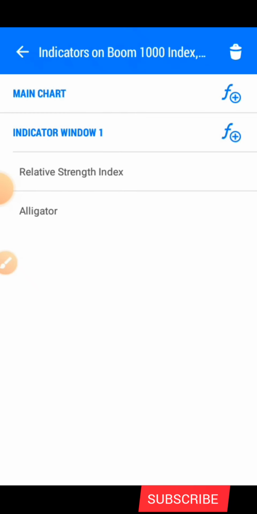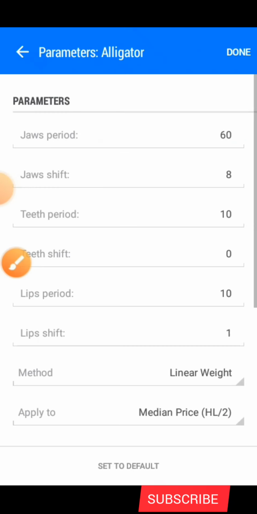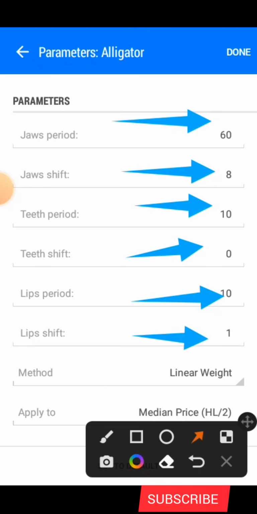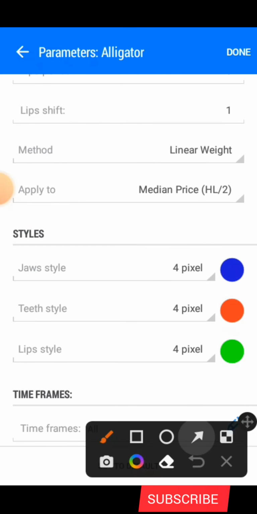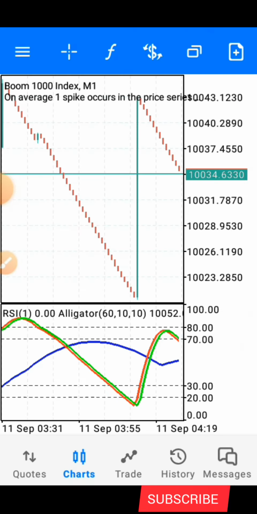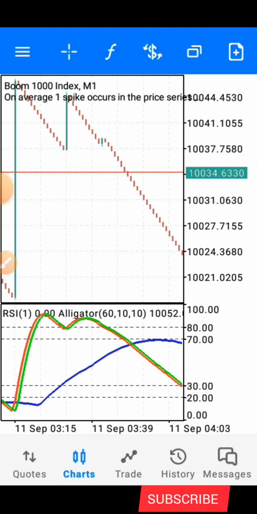You click on done, and the next indicator is the Alligator. Click on it. You can see this, guys. Just make sure you set everything the same way it is here. Then after that, click on done. Then you have a screen like this. This is a very powerful strategy, guys, a very good one. You apply this and then you are good to go.